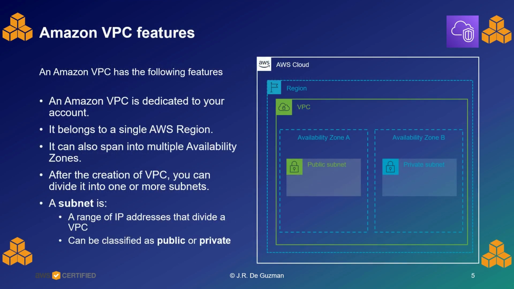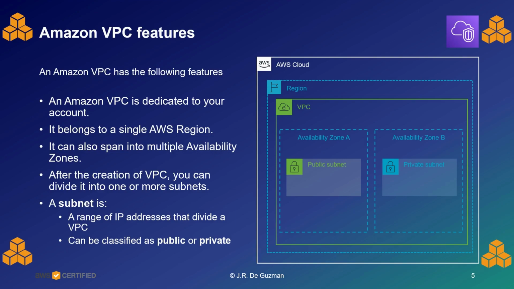Now we know some of the definitions of our Amazon VPC. Let's proceed to more topics regarding our VPC features. We know that VPC enables you to provision a virtual private cloud. A VPC is a virtual network that is logically isolated, as we already mentioned earlier. After you create a VPC, you can divide it into one or more subnets.